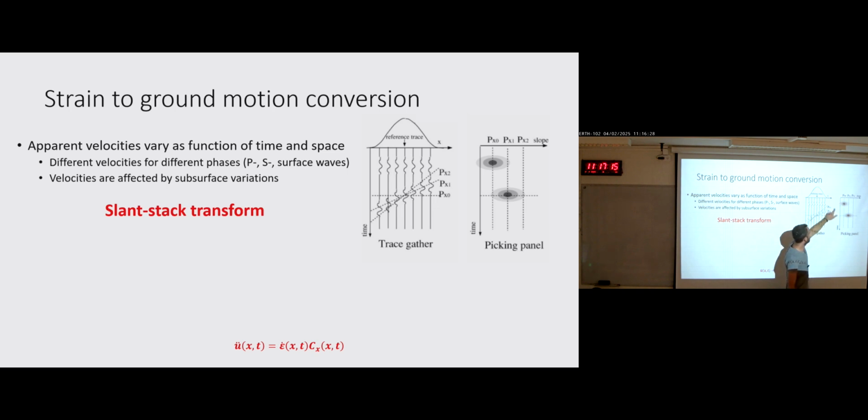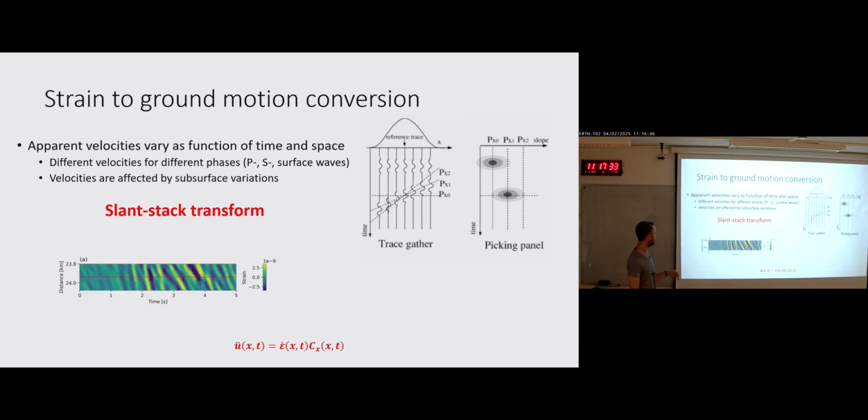This is time, this is slope or velocity, and this way we can get a time series of the velocity as it changes. We can perform this procedure on various limited fiber segments along the fiber, and also see how the apparent velocity changes as a function of space.